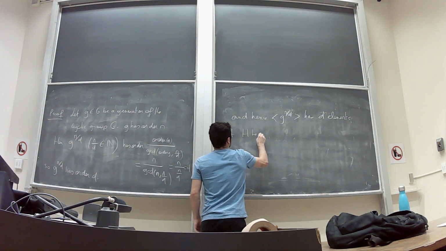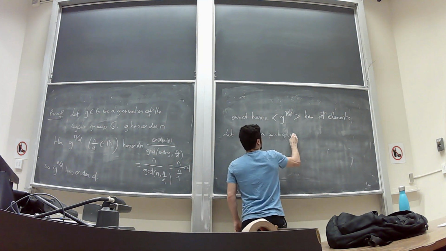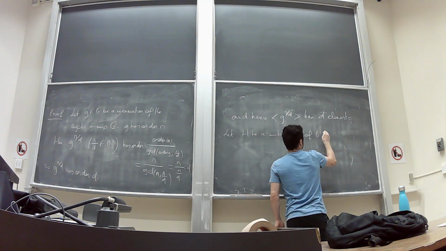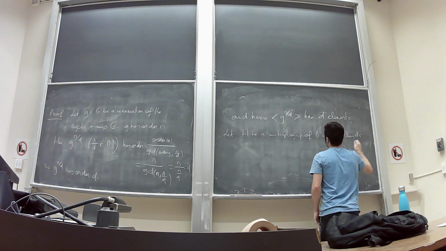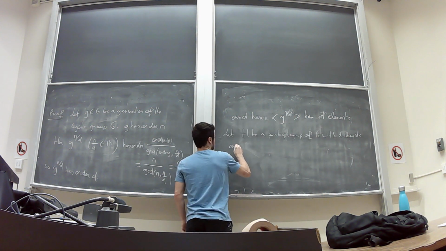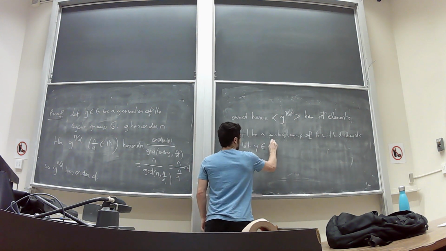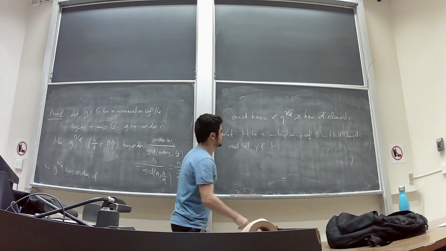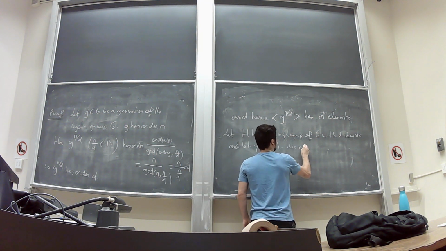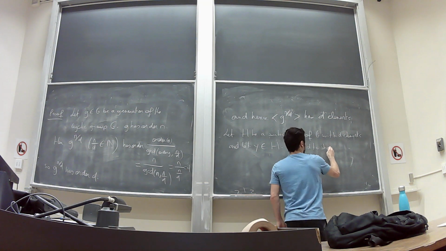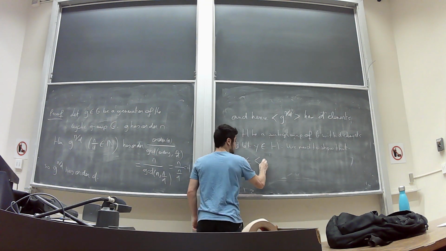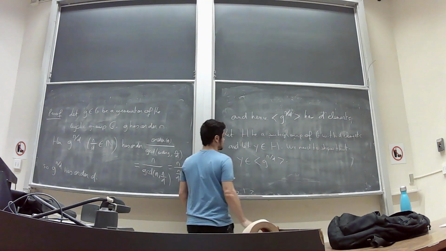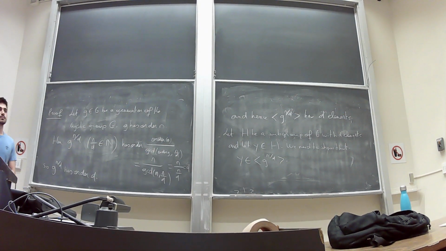Let H be a subgroup of G with d elements, and let y be in H. What I really need to show is that y belongs to the subgroup generated by g to the n over d. That's what I need to show.